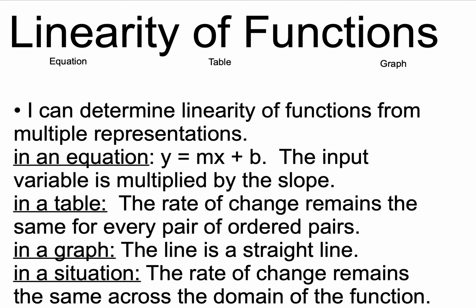All right, here's how do you tell if something's linear? These are the notes. I can determine linearity from functions in multiple representations. In an equation, you just want y equals mx plus b. The input variable, x, is multiplied by the slope. That's what you're looking for. If it's multiplied by something else, or if it's got an exponent on it, then it's not going to be linear. In a table, the rate of change remains the same for every pair of ordered pairs. In a graph, you're just looking for a straight line. In a situation, the rate of change is going to remain the same across the domain of the function.